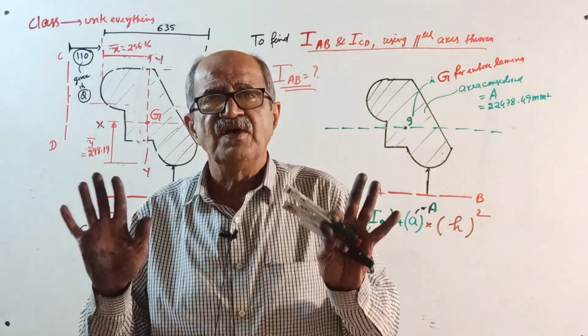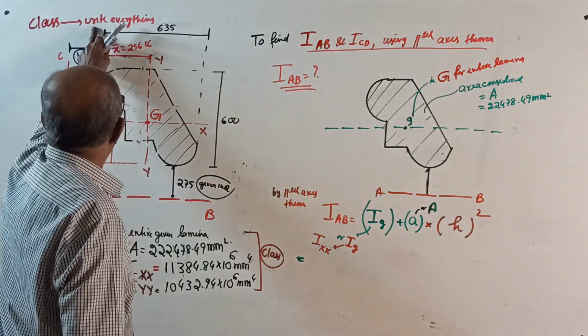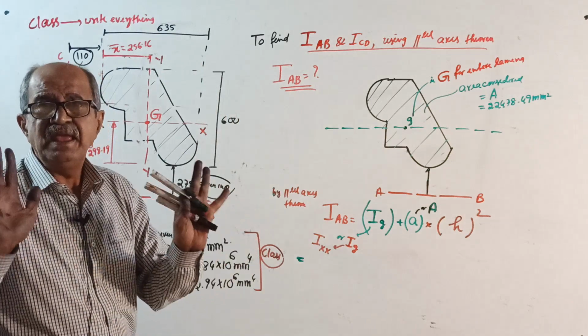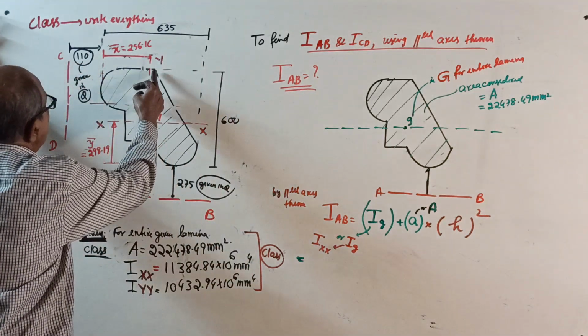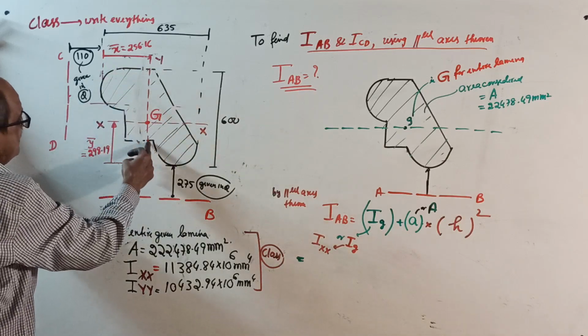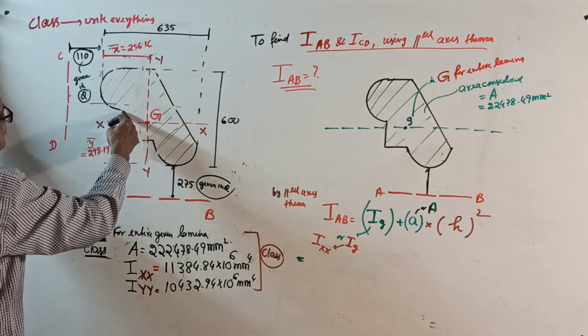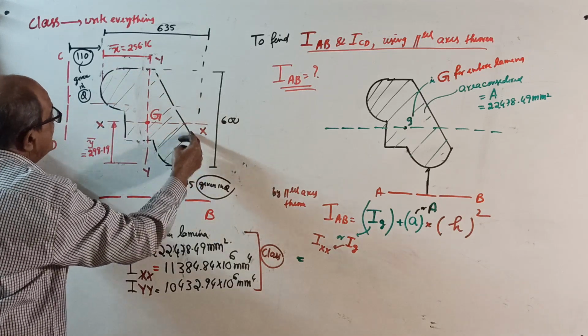Now, class, write everything I dictate. Somebody is telling there is a lamina here. It comes this way, comes this way, comes this way, comes this way, and comes this way.